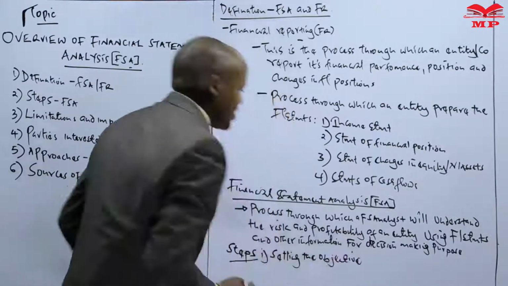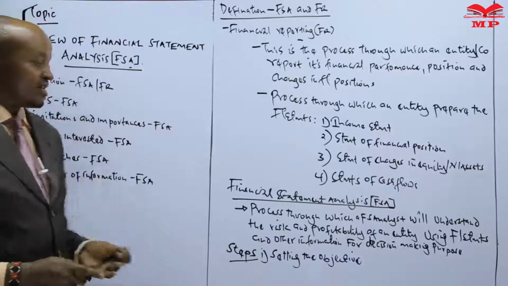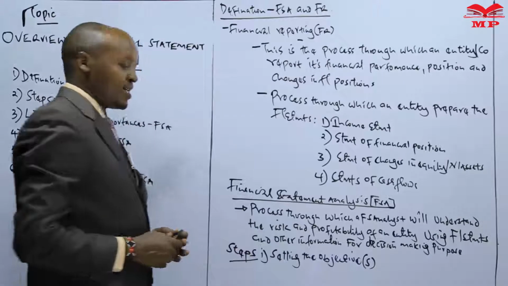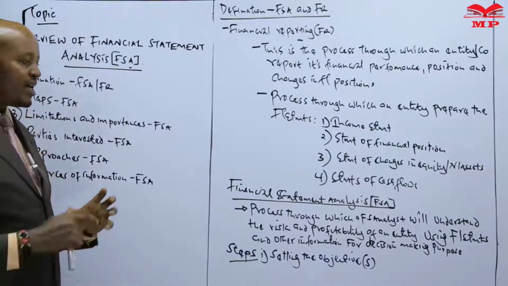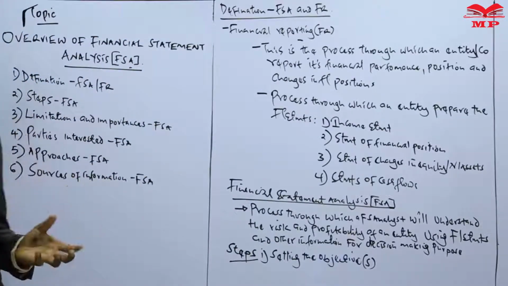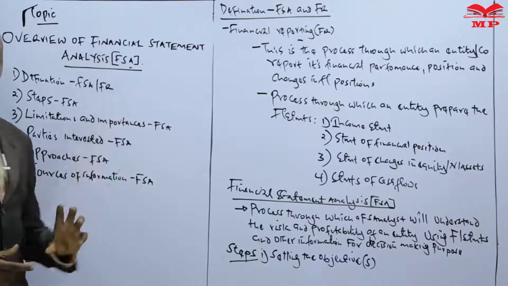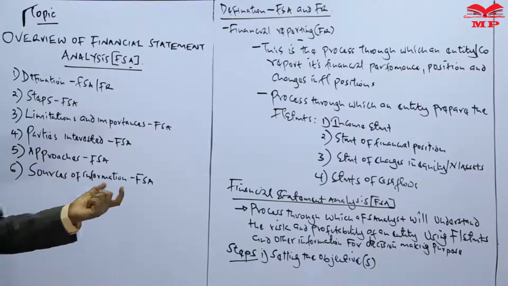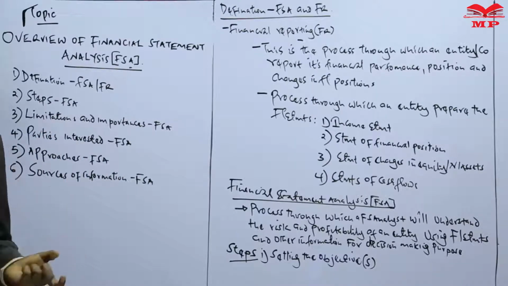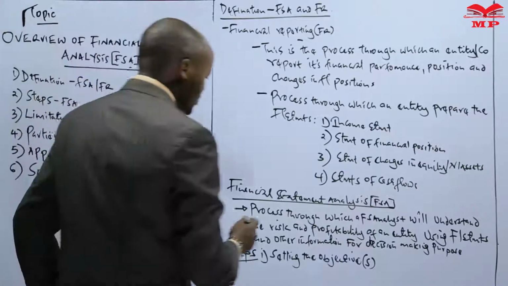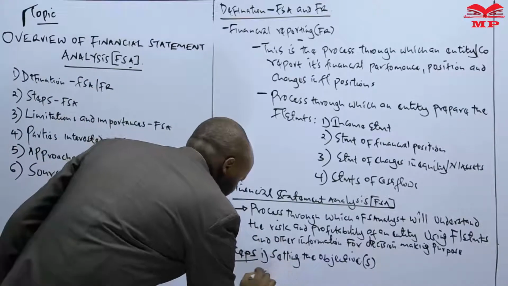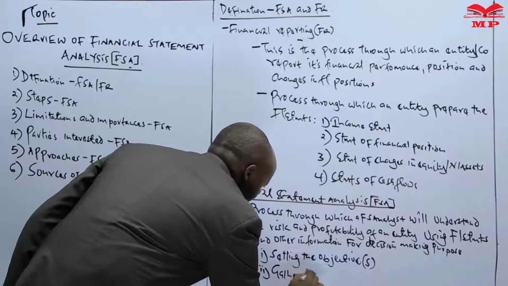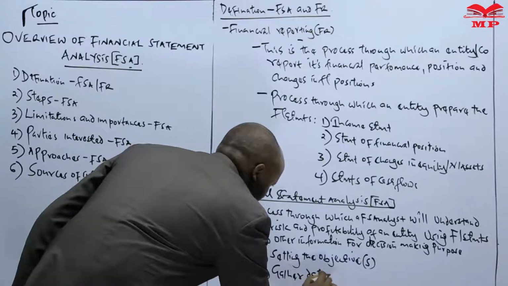Now, in this particular step, that is setting the objectives of the analysis, the financial statement analyst will need to know why he needs to do that particular analysis, or basically why he needs to analyze the financial statements of a company, plus the other information which may be accompanying those financial statements. Now, once he sets those objectives, number 2, he needs to proceed and gather data.